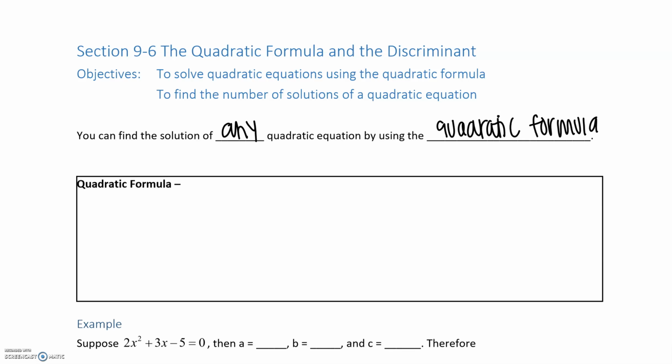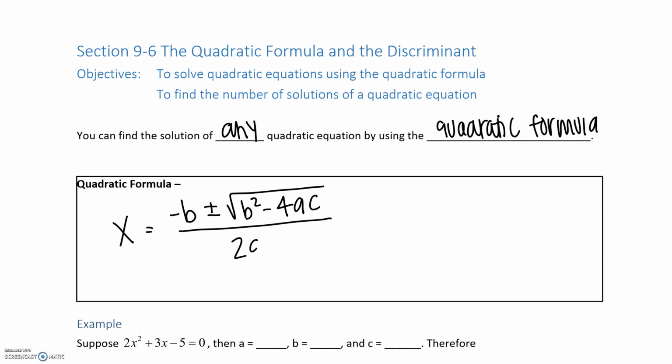Okay, so our quadratic formula just looks like this. x equals negative b plus or minus the square root of b squared minus 4ac, all over 2 times a. Okay, so that's based off of your quadratic equation that looks like ax squared plus bx plus c equals 0.